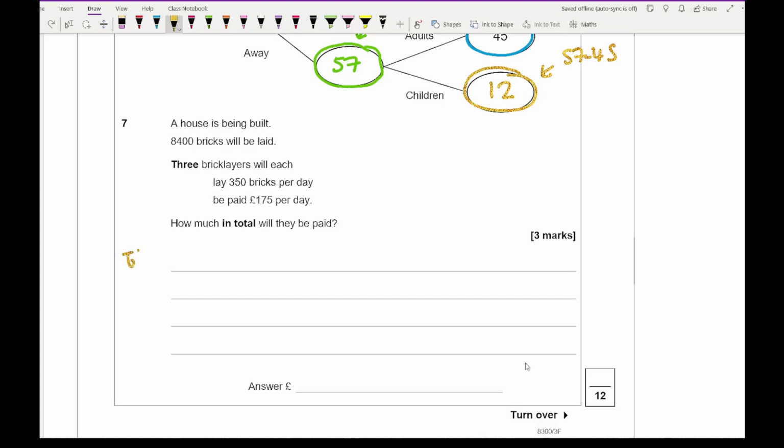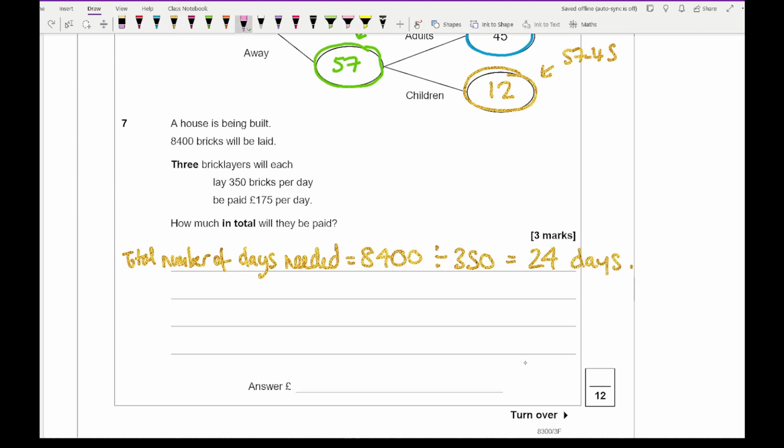So the total number of days needed is going to be 8,400 divided by 350, which comes up to a total of 24 days. Now in this, we know that we've got 3 bricklayers, so from this, if they're going to be paid £175 per day, well, if I multiply that by 175, I then get a total amount of 4,200.